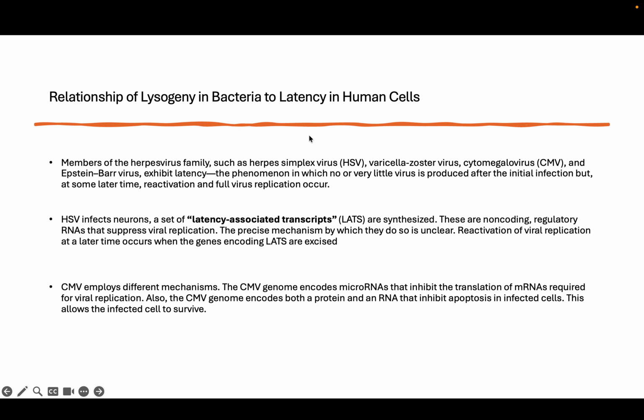Most of these latency viruses are ones coming from the herpes virus family, like the herpes simplex virus, the cytomegalovirus, the Varicella zoster, and the Epstein-Barr virus. These ones exhibit latency. And as I said, you have very little to no virus produced at all. In the case of HSV, we know that it produces these transcripts, these mRNAs, called latency associated transcripts. What they do is suppress viral replication. How it does that, we don't know.